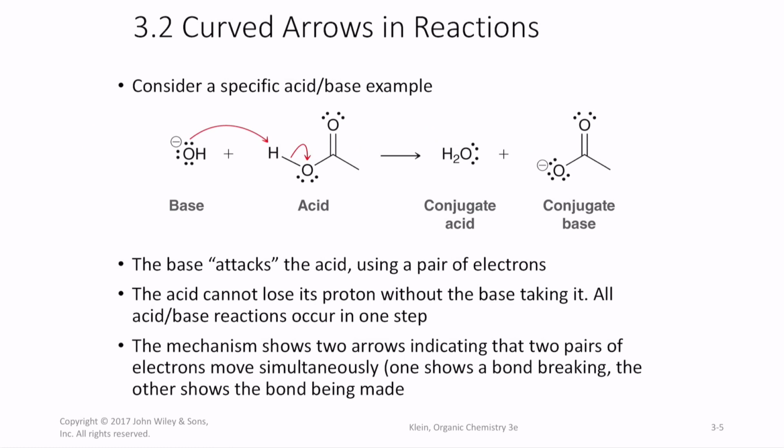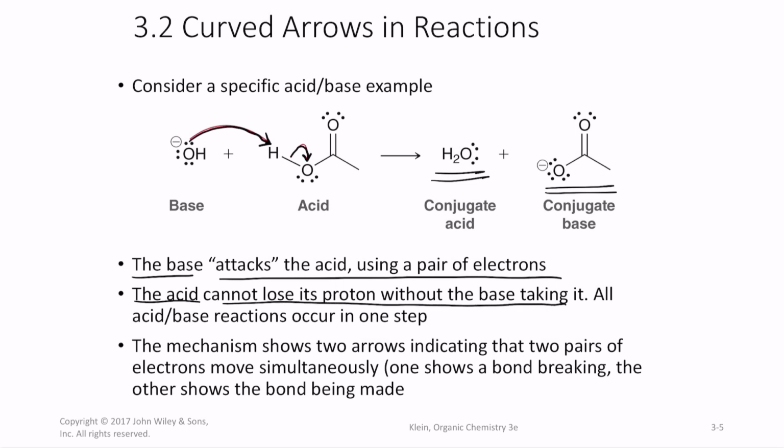So let's take the example here. Always remember, the base attacks the proton on the acid and the proton donates its electrons back to the anionic substance that is present just before it, and the result gives a conjugate acid and whatever is left becomes the conjugate base. Always remember, the base attacks the acid using a pair of electrons and the acid cannot lose its proton without the base taking it.